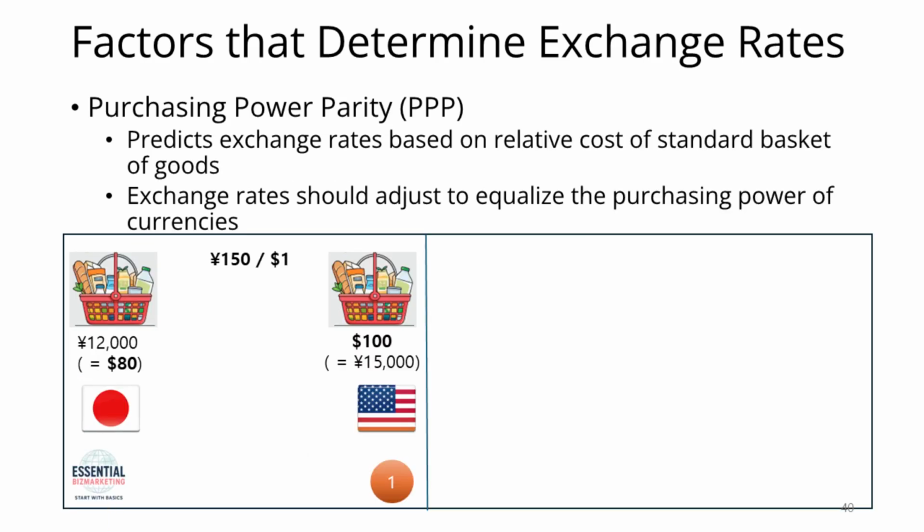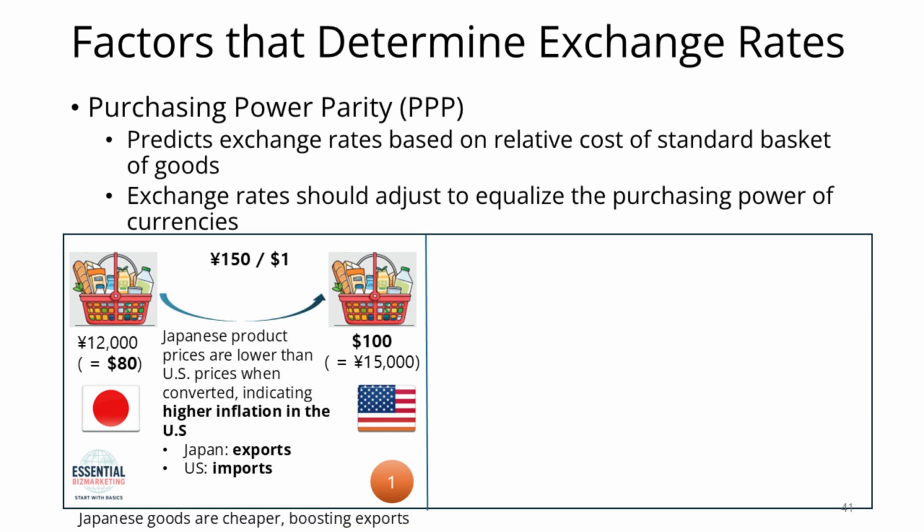Let's compare product basket prices in both countries. In the US, a standard basket costs $100 or 15,000 yen at 150 yen per $1. In Japan, the same basket costs 12,000 yen or $80, revealing a price level gap. Now let's see how price gaps influence trade. Japanese baskets are cheaper, making their goods more attractive to foreign buyers. This leads to more Japanese exports and increased imports into the US.